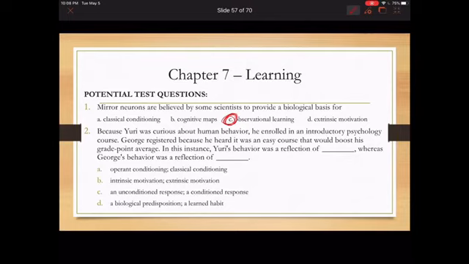Because Yuri was curious about human behavior, he enrolled in an introductory psychology course, so he was curious about the topic. George registered because he heard it was an easy course that would boost his GPA. So in this instance, Yuri was intrinsically motivated. He wanted to actually know about psychology, so he registered for the psych course, whereas George registered for it because it was an easy A, an extrinsic motivator, a help to his GPA.